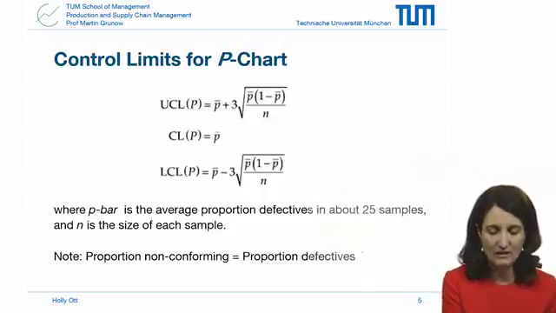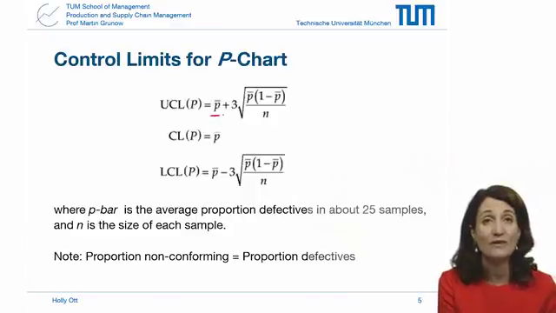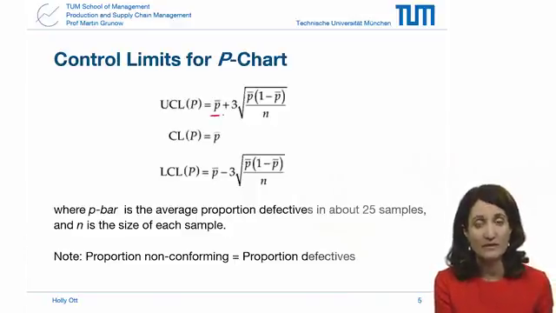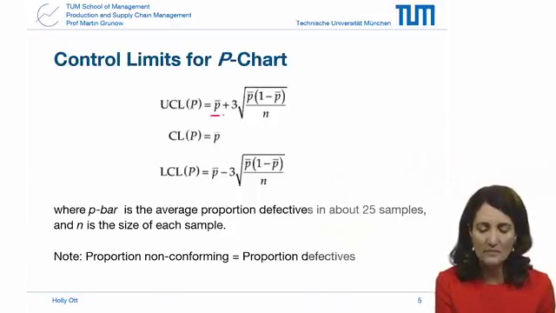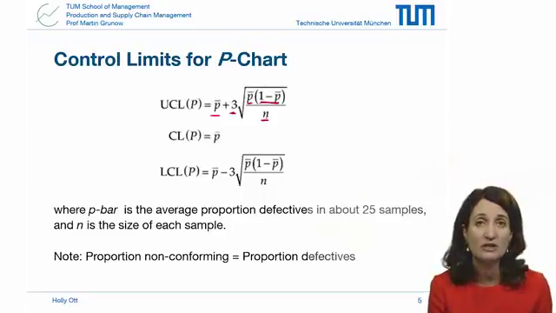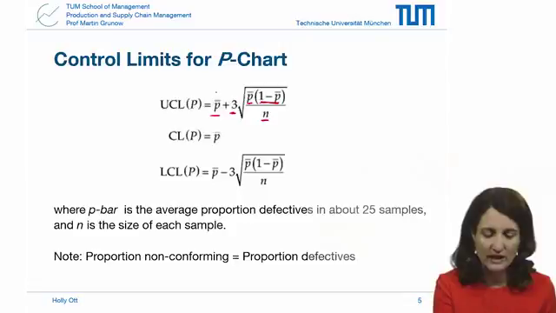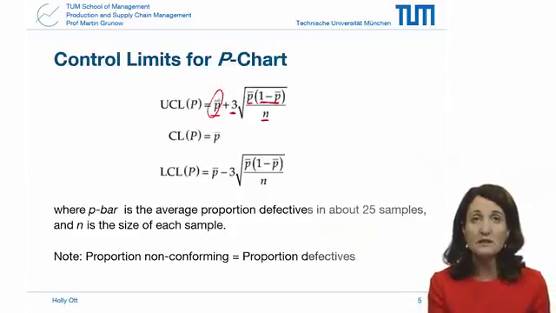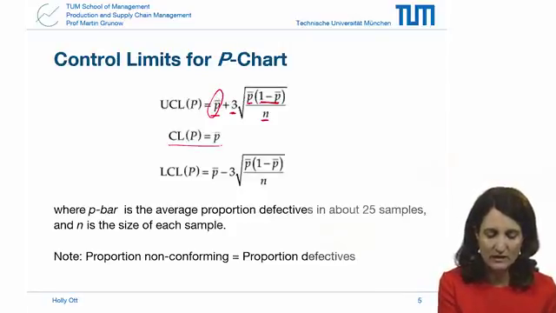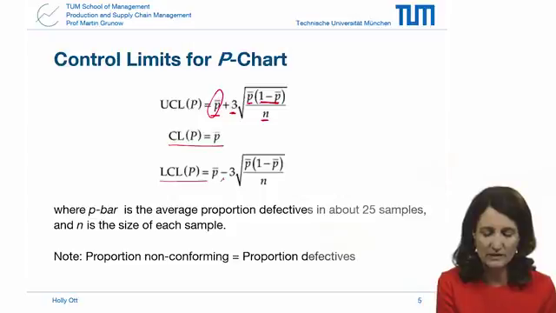The UCL, the upper control limit, is P bar, the average proportion in roughly about 25 samples, plus 3 times the square root of P bar times 1 minus P bar over n, where n is the size of each sample. Again, we said n should be fairly large, over 20. And we're going to use about 25 samples to get this P bar. By the way, the center line is just P bar, and the LCL is the same thing with a minus sign.